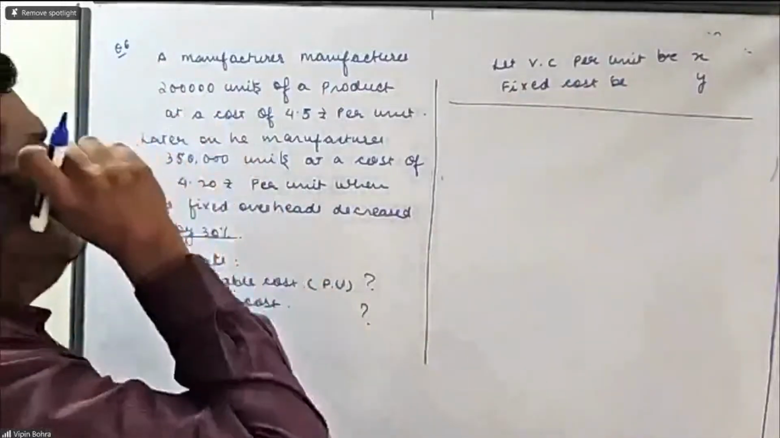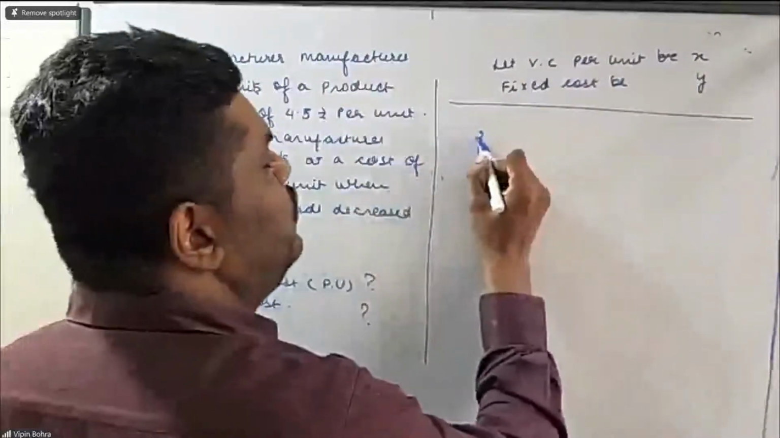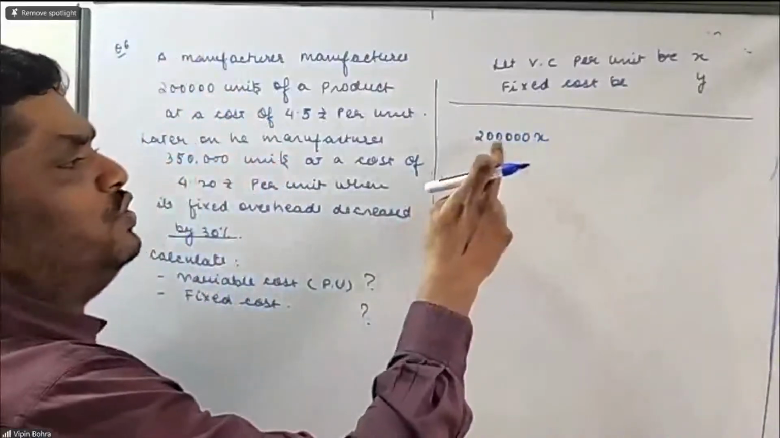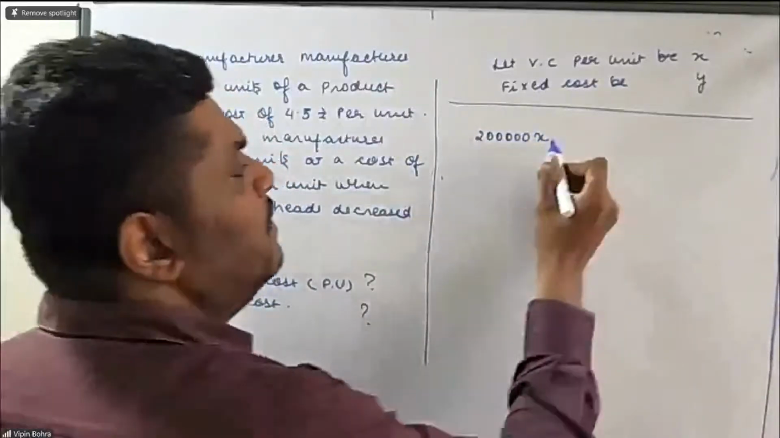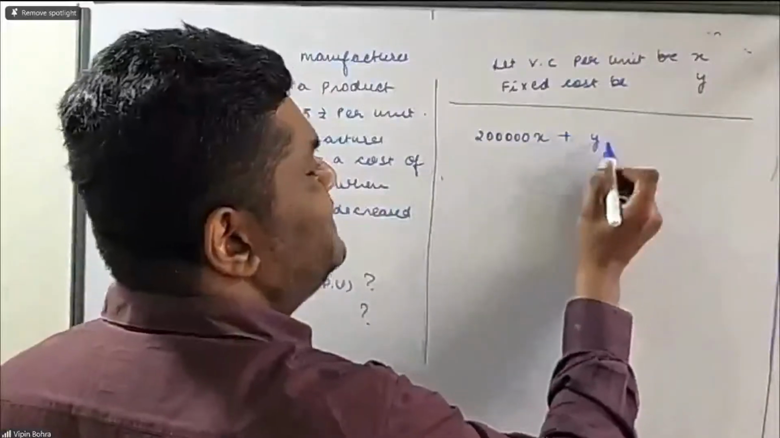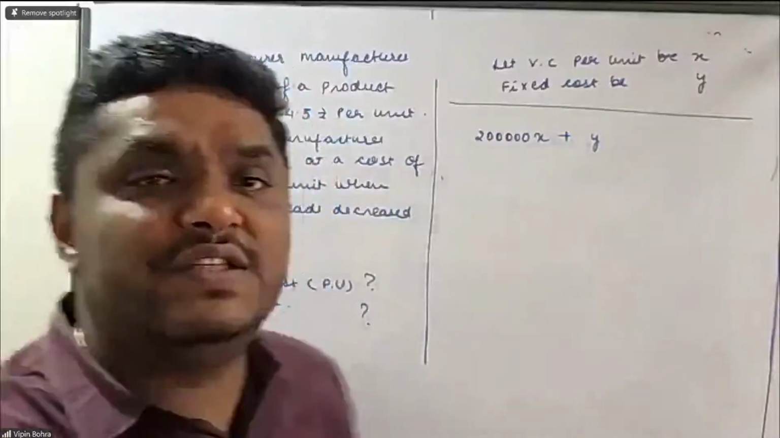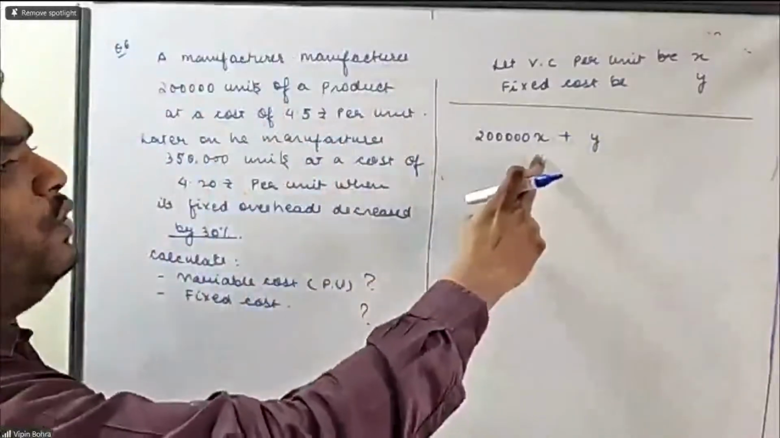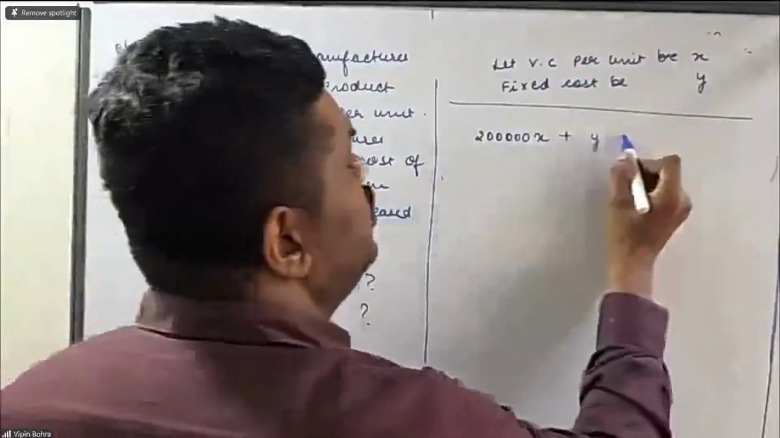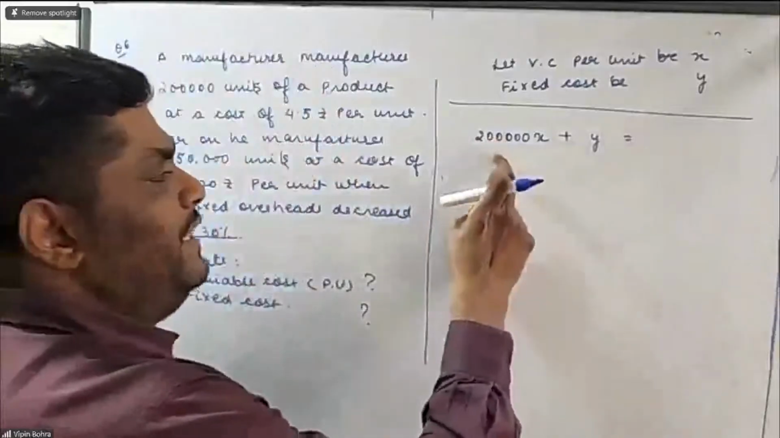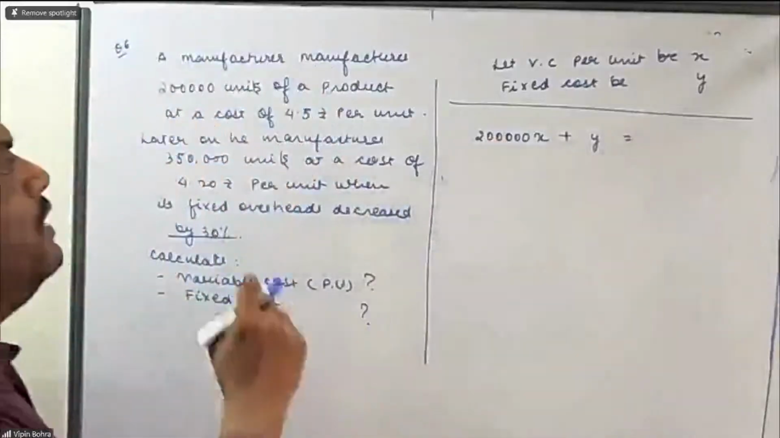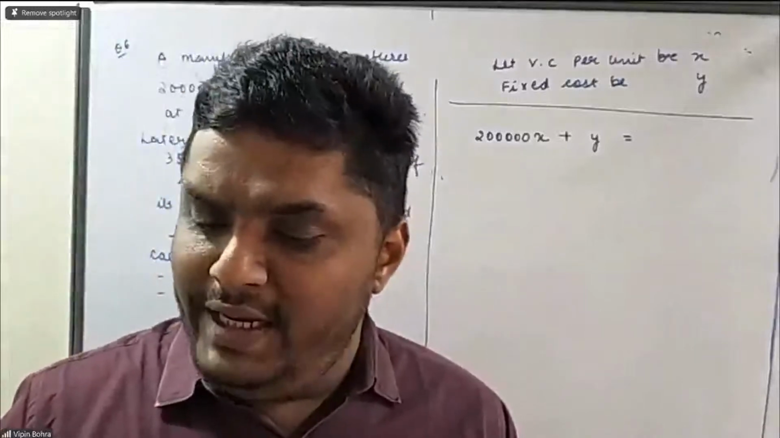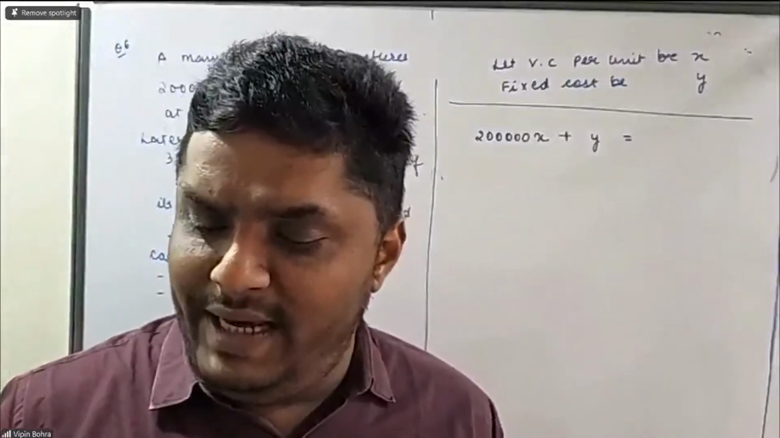So in the first year, we are manufacturing 2 lakh units. So my total variable cost will be how much? 2 lakh into X plus fixed cost will be Y only, because fixed cost we can't multiply it with units. So 2 lakh into X plus Y should be equal to the total cost. That is, variable cost plus fixed cost should be total cost. So 2 lakh into 4.5, this will be 9 lakh.